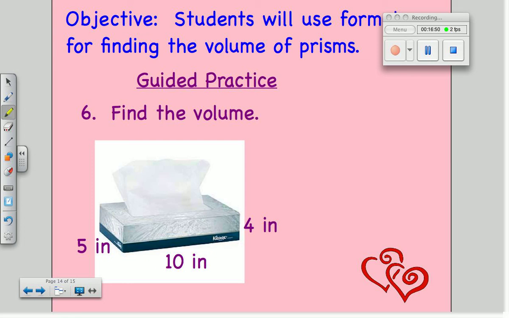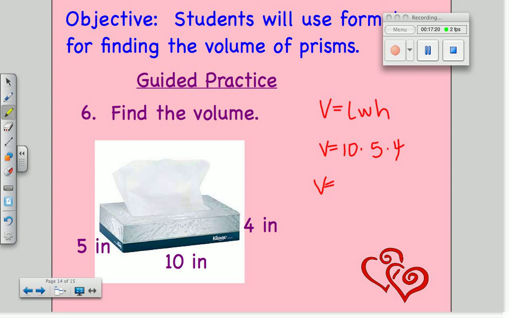So what's the formula? Volume equals length times width times height. Do I know the volume already? Do I know the length? Do I know the width? Do I know the height? 4.